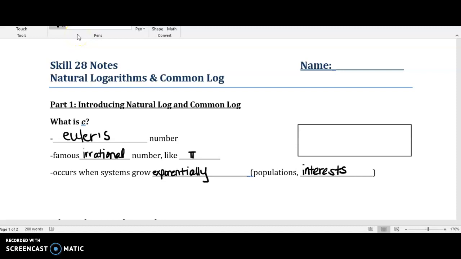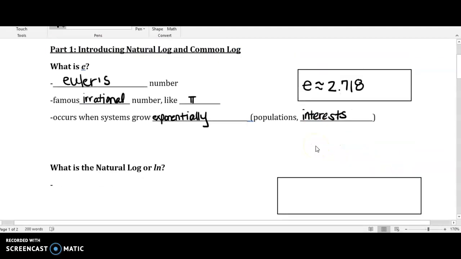Today we're talking about natural logarithms and common logs. So we're going to be talking about this little letter, which is actually a number, and we refer to it as e. It is Euler's number, and it's irrational, like pi, and it occurs when a system grows exponentially, such as population or interest, and e is approximately 2.718 as a number.